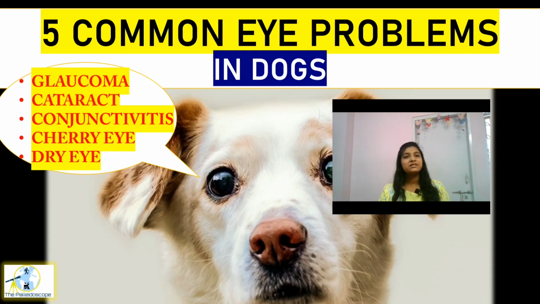Okay, so let's start with the 5 common eye problems in dogs. We'll be discussing 5 eye problems that are glaucoma, cataract, then conjunctivitis, cherry eye and dry eye. Okay. So glaucoma, cataract, conjunctivitis, you must have heard because it happens in humans too. Then cherry eye is a very unique thing that happens in dogs, and dry eye is basically keratoconjunctivitis sicca.